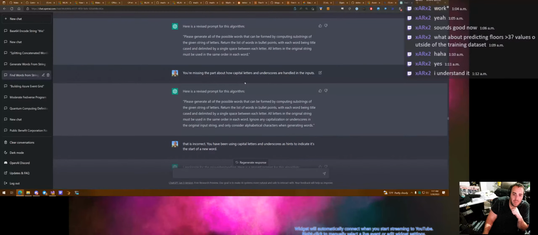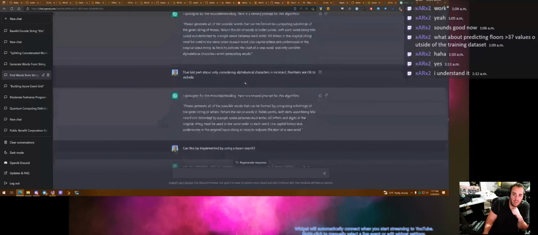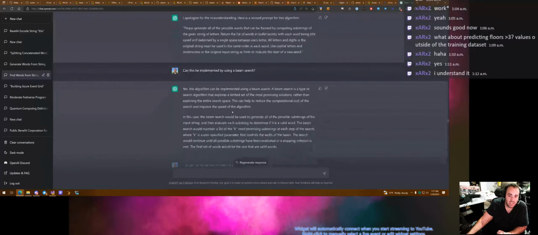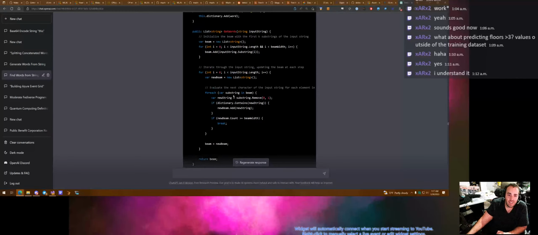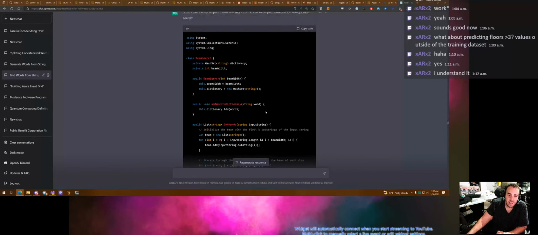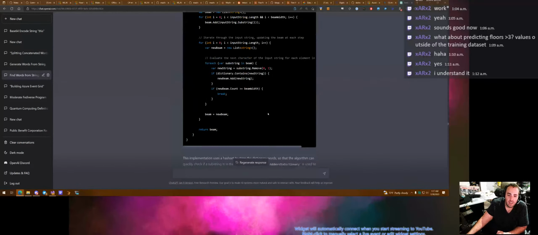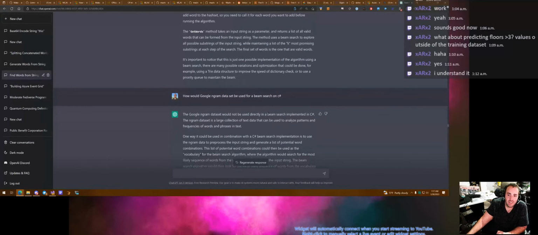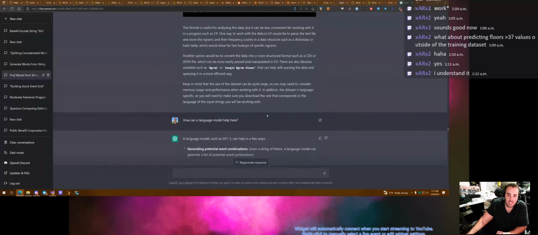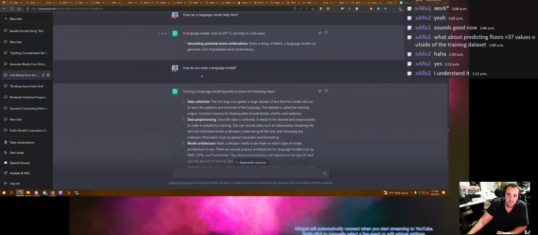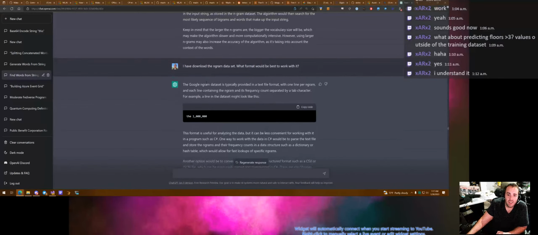So we went from the brute force, right? Basically asking the question, generate all the possible words that can be formed by computing substrings of the given string of letters. The best you're going to get is O(n) complexity there, and because you have two loops and it takes a long time, you're basically brute forcing.